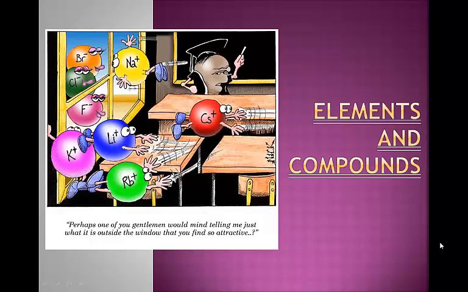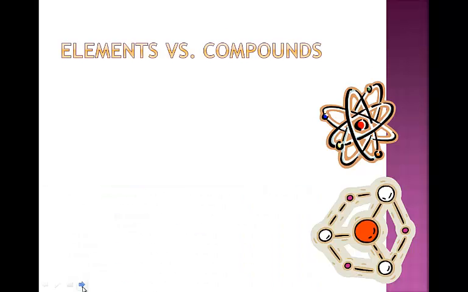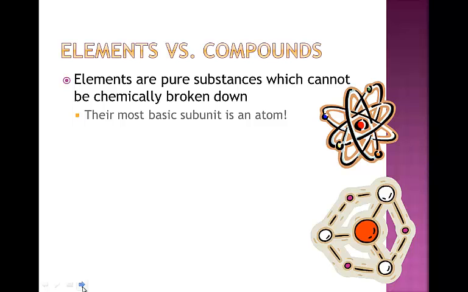So after our introduction to elements and our specific look at atomic structure, now we need to start distinguishing between elements and compounds, the other kind of pure substance. When I defined elements for you, I said that elements are pure substances which cannot be chemically broken down. So during a chemical reaction, you cannot take an element and make it any simpler and still have it maintain the chemical properties of that element. That's because their most basic subunit is an atom.